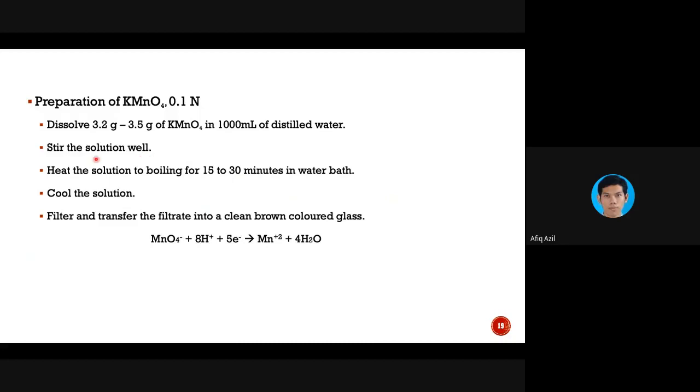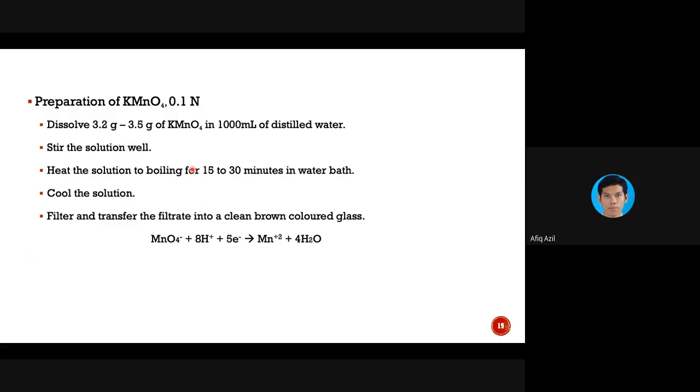And then you can stir the solution, but you can also use the sonicator, okay, ultrasonic bath. So it will shake the glassware that you use, okay, at a very high speed, but ultrasonic level. So all of this solid that you add will dissolve quicker.